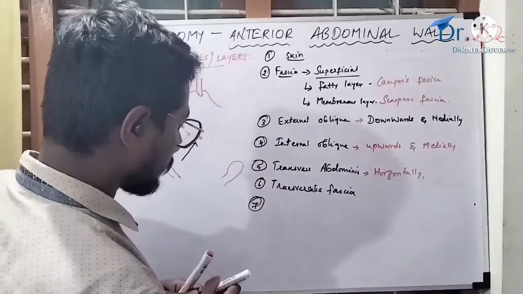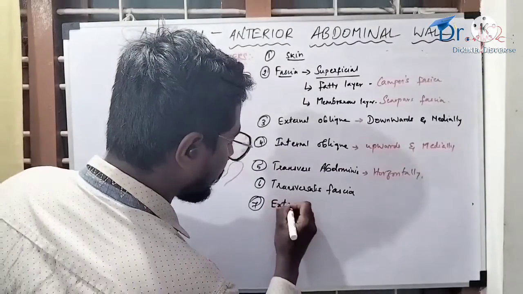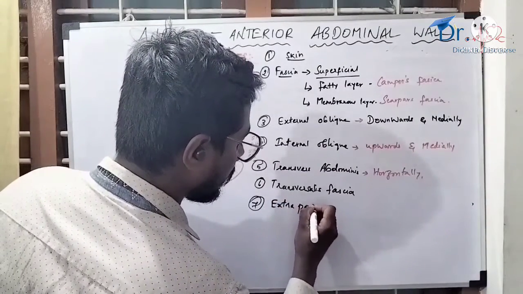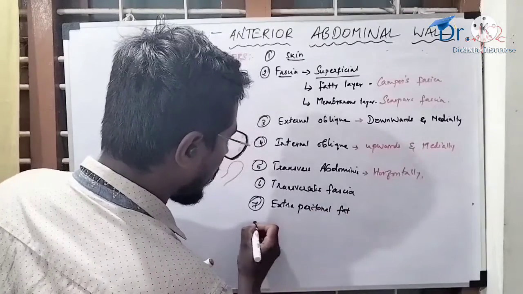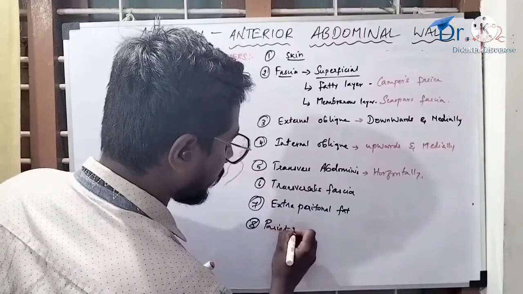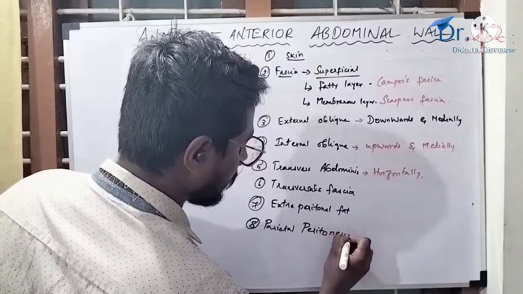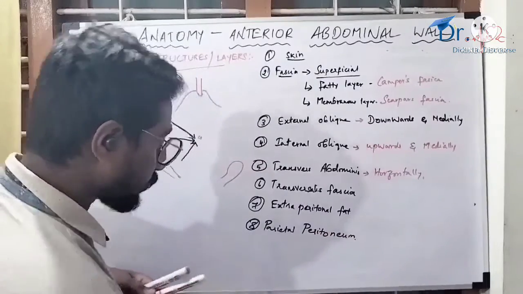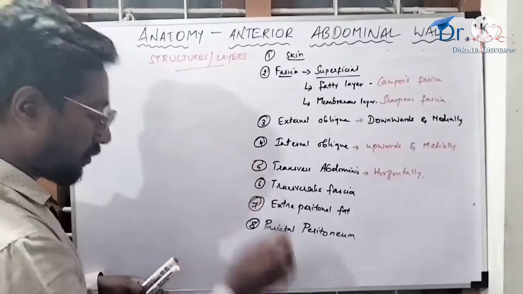Right, and then you have the extraperitoneal fat, and then you have the parietal peritoneum. So these are the layers of the anterior abdominal wall.